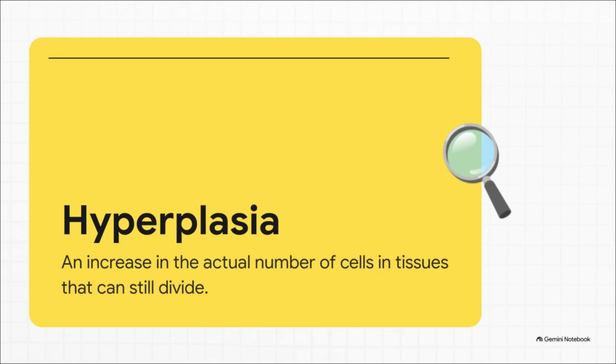Now, you've got to contrast that directly with our second adaptation, which is hyperplasia. This one is an increase in the actual quantity, the sheer number of cells. And this can only happen in tissues where the cells actually still have the ability to divide. Think about the endometrium thickening up every month under the stimulation of estrogen, or say getting a tough callus on your hand from the repeated friction of lifting a barbell. So remember, hypertrophy is all about size, but hyperplasia, that's about quantity.